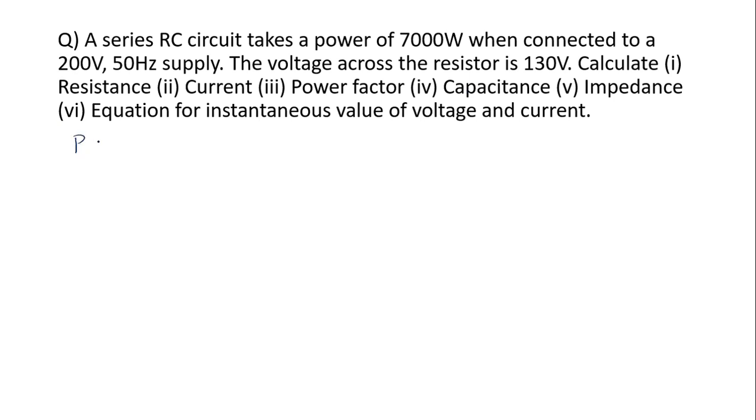So you have the power consumed by the circuit given by 7000 watt, and you have a voltage of 200 volt. Since nothing is mentioned, the voltage that is given will be the RMS voltage. So VRMS is equal to 200 volt, and the frequency f is 50 hertz, and the voltage across the resistor, you can represent it as VR, that is going to be 130 volt. So we can just solve the first part.